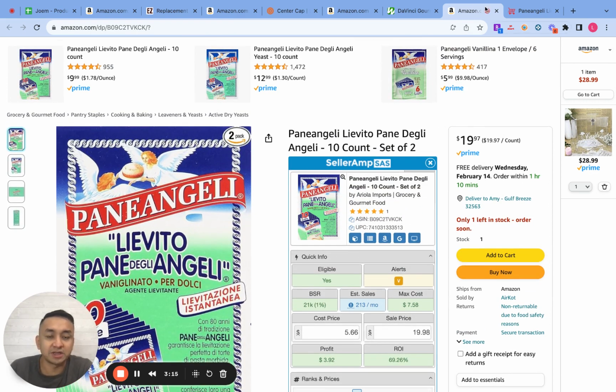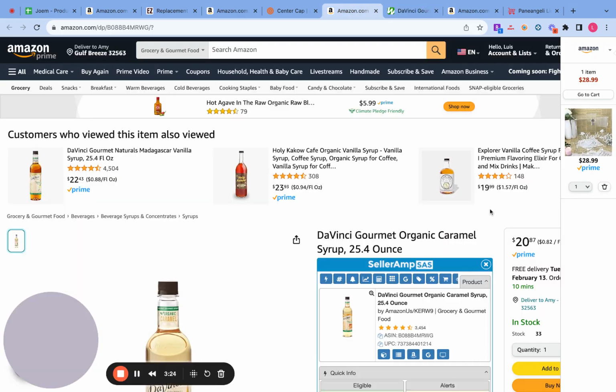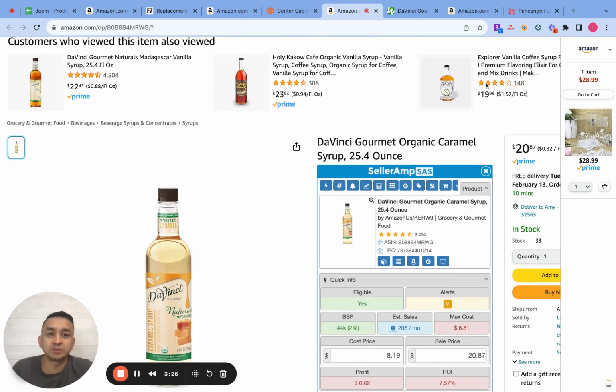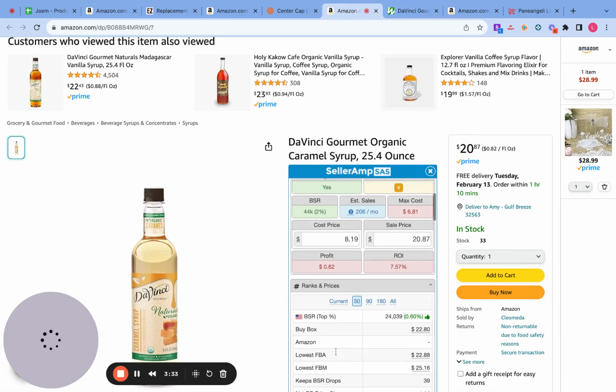So I would move on to the next one, this one right here. This one is a Da Vinci caramel flavored syrup. So again, I would plug in the numbers. The cost is $7.86, right? So under cost, I would plug in $7.86.